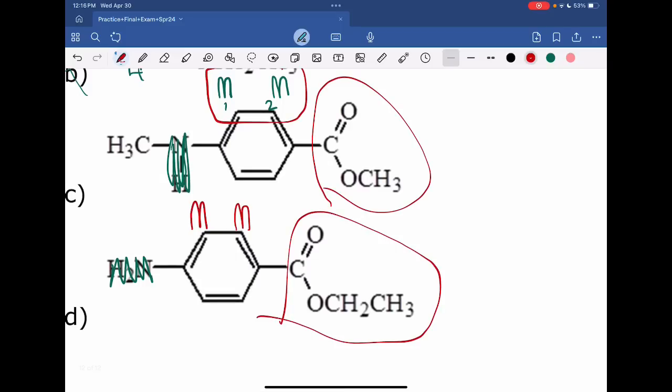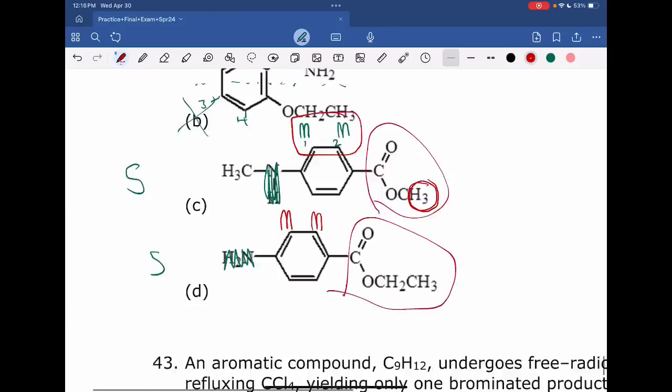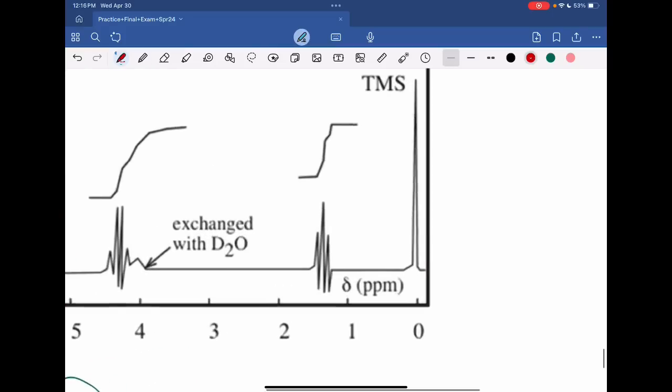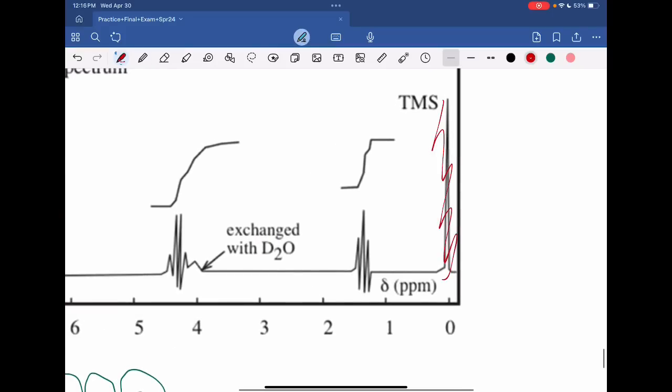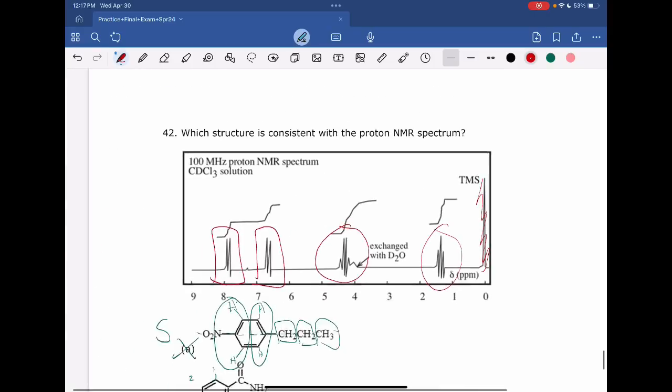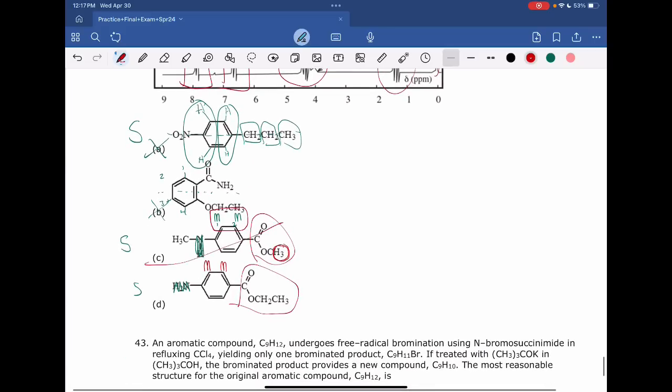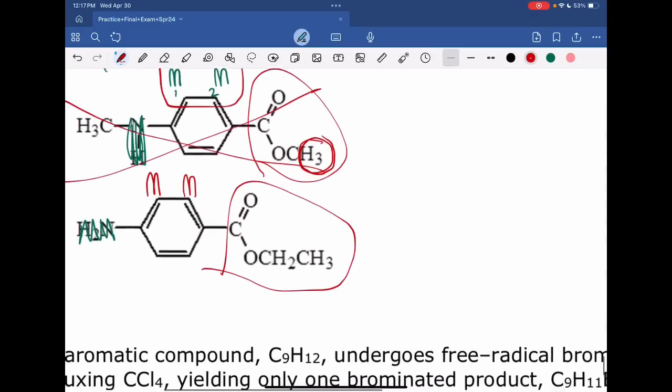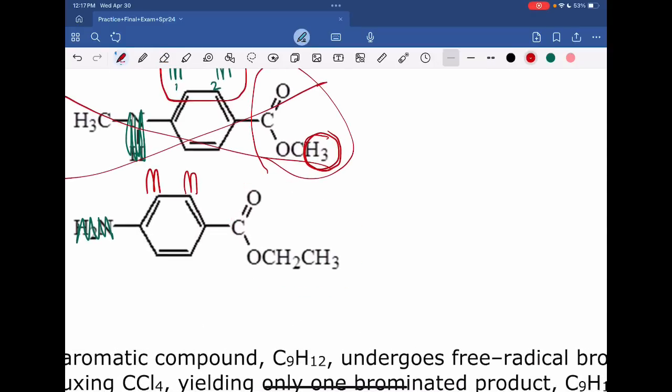Oh, I know what it is. So this H isn't going to be split by anything. There are no H's 3 bonds away from it. So you should see a singlet due to this. And there's no singlets in here. This is a reference one, so we ignore it. This is a quartet. This is a triplet. No singlets. So it's definitely not C. Now, let's look at this. This H right here, well, these 2 H's are going to be split 3 times.